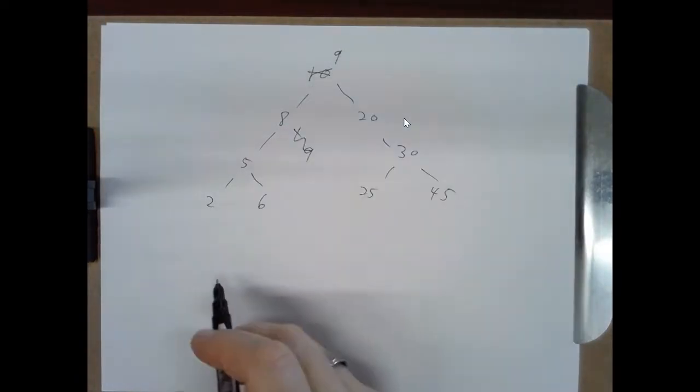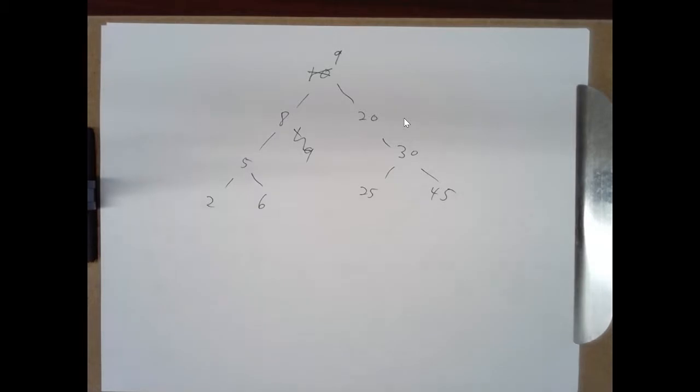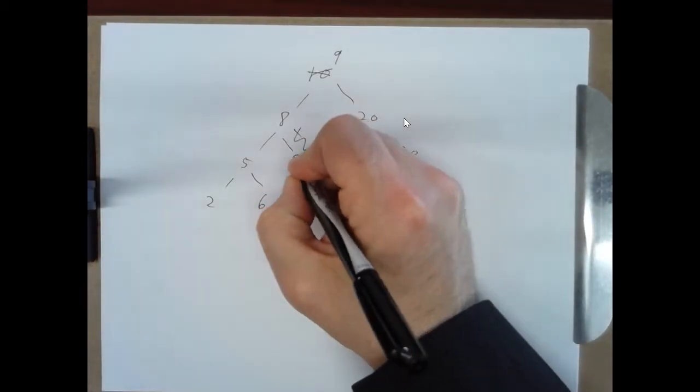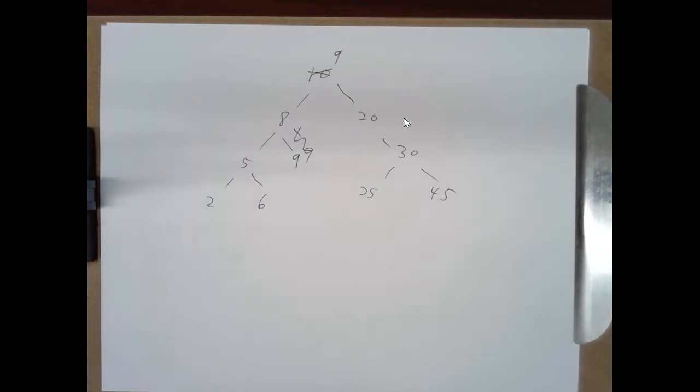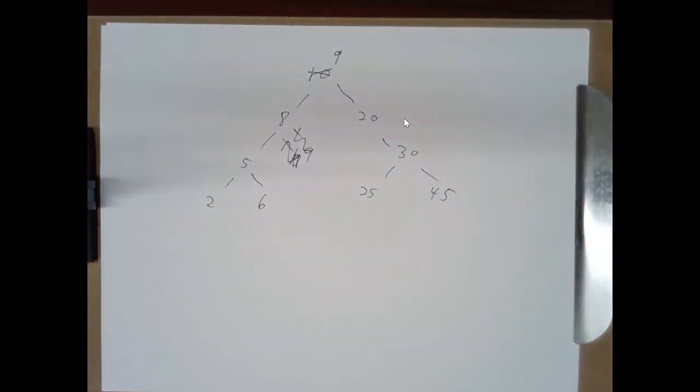All right, so to delete the root, find the largest node in the left subtree, move it up to the root. Something's bothering me about that. Oh, yeah, okay. And if this thing has a left subtree, hang it off the 8.